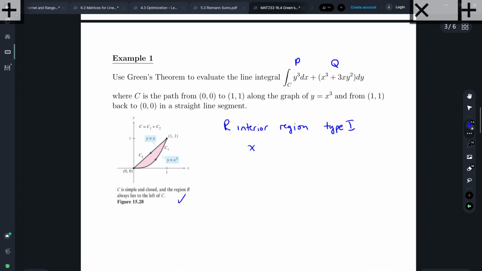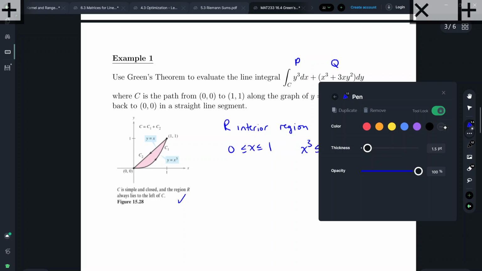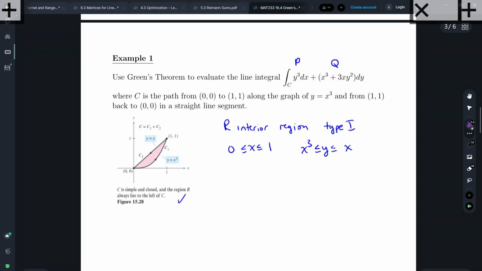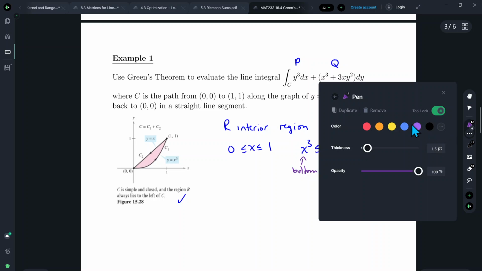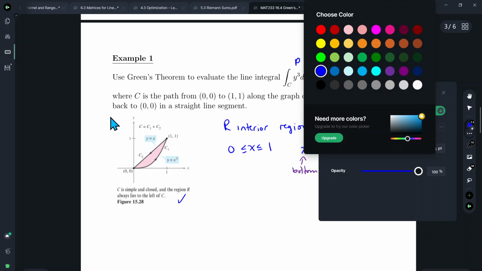Okay, so what is the interval for x? Well, x goes from here to here, which is from 0 to 1. And what are the boundaries for y? Well, the top curve is y equals x, and the bottom curve is y equals x cubed. Okay, so let's just make a note of this, right? So this is the bottom of the region, and this is the top of the region. Okay, so we have the region set up.